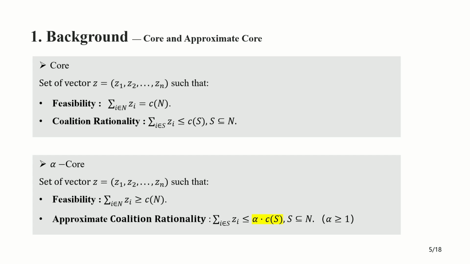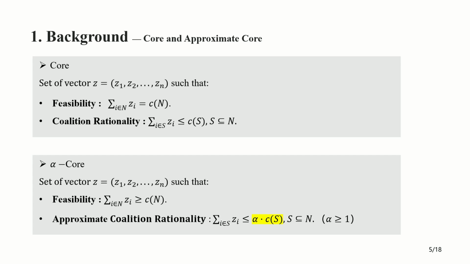We can see that this concept is attractive because under the current allocation scheme, based on coalition rationality, no player will have the incentive to leave the coalition. This motivates all players to participate in the grand coalition. However, in many types of games, the core may be empty. So, in 1993, scholars introduced the concept of the approximate core, which relaxes the condition from the core.